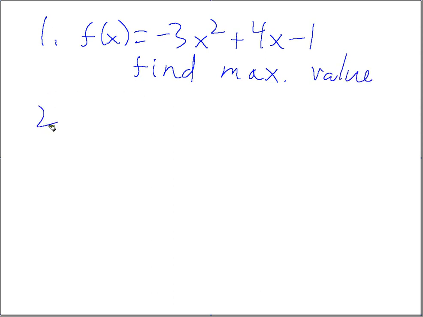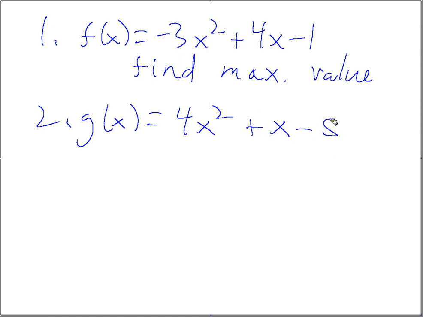Number 2, say g of x equal to, let's say, 4x squared plus x minus 5. In this case, this parabola opens upward since the coefficient of x squared is positive. So there's no maximum, but there's a minimum. So I'll just say find the minimum value. In both cases, you're finding the y-coordinate of the vertex. Of course, you have to find the x-coordinate first to get that. So find the minimum function value.